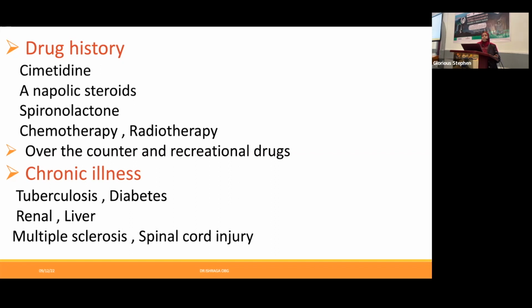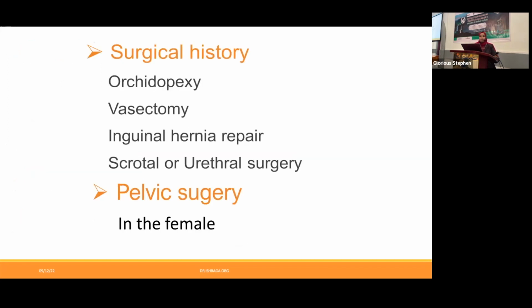For surgical history, we ask about any history of orchidopexy, vasectomy, inguinal hernia repair, scrotal or urethral surgery, and in the female, any pelvic surgery, or any surgery on the tubes, ovaries or the uterus.